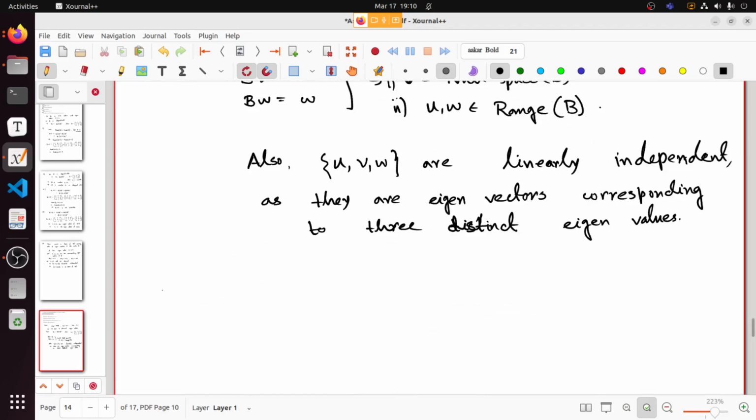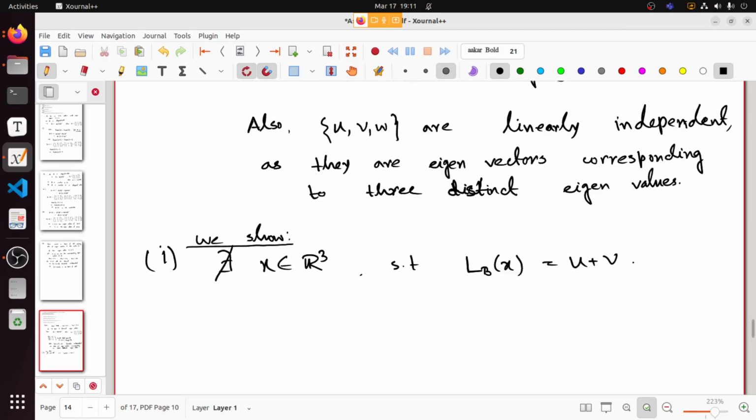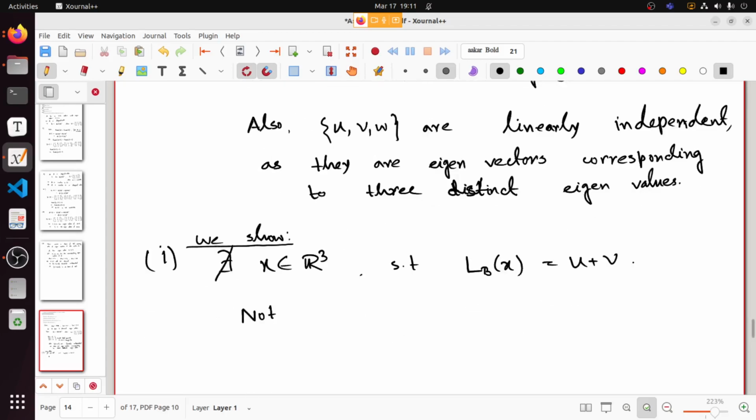What is option number 1? It's saying that there exists x, so we will show that there does not exist any x in R3 such that LB of x will be U plus V. So we will show this. So note what we have already seen: U and W are in the range of B.